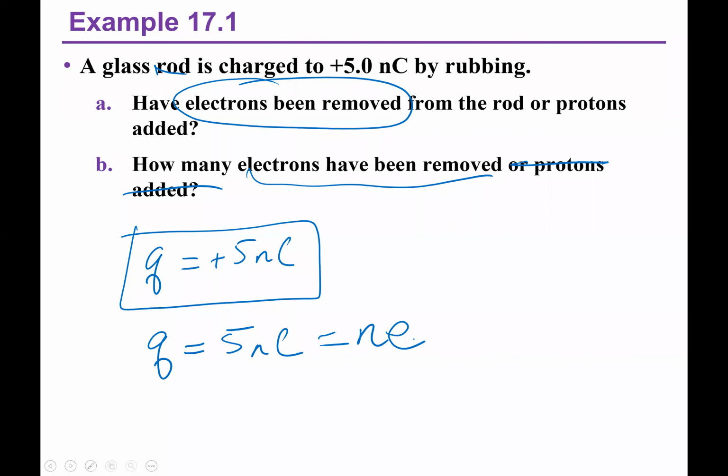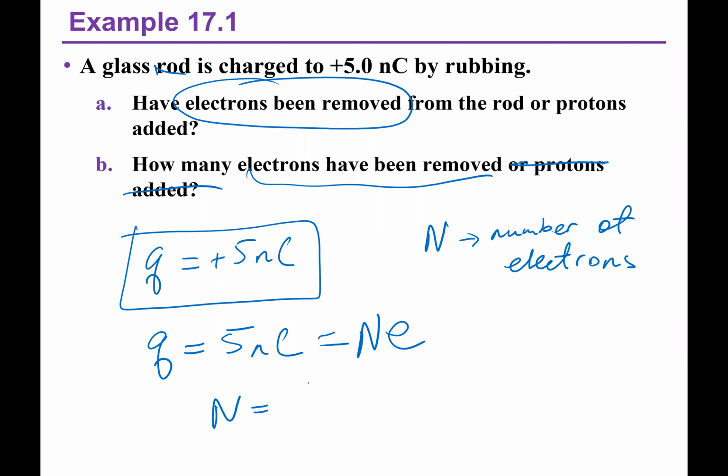Let's say e is the amount of electric charge. That means what you want to know here is this N, which is the number of charges. Or you can use capital N, because usually capital N is used for the number of something, so the number of electrons in this case. All right, so you can see Q equals N times e, then N equals Q over e. Our Q here is 5 nanocoulomb divided by e.